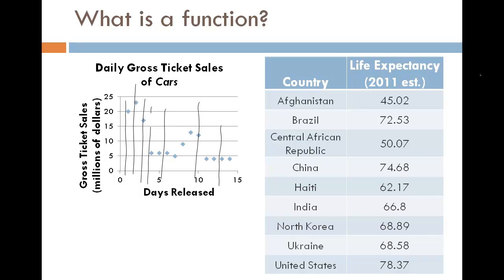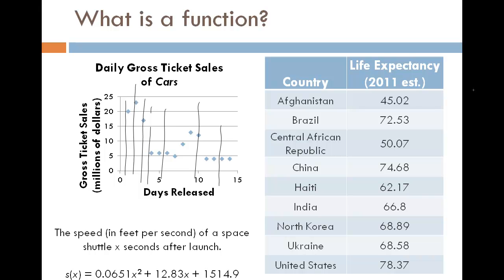And probably the most common way that we think of a function is as a formula. This formula here, it's actually a quadratic function. It gives us the speed in feet per second of a space shuttle x seconds after launch.